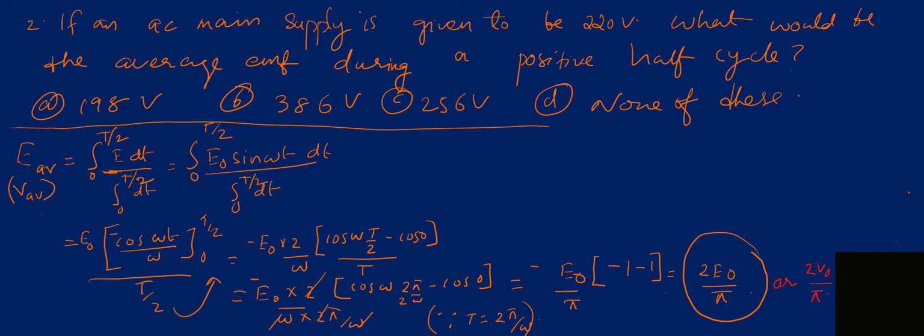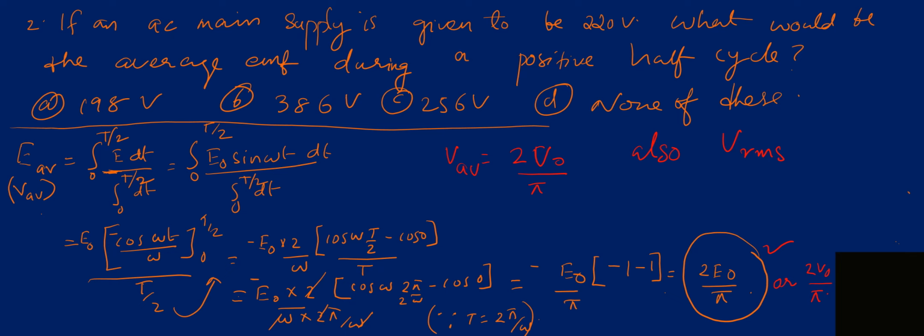If an AC mains supply is given to be 220 volt, what would be the average EMF during a positive half cycle? The equation for average EMF is 2E0 by pi or 2V0 by pi. The derivation is given here for reference. So our equation is V average equal to 2V0 by pi.